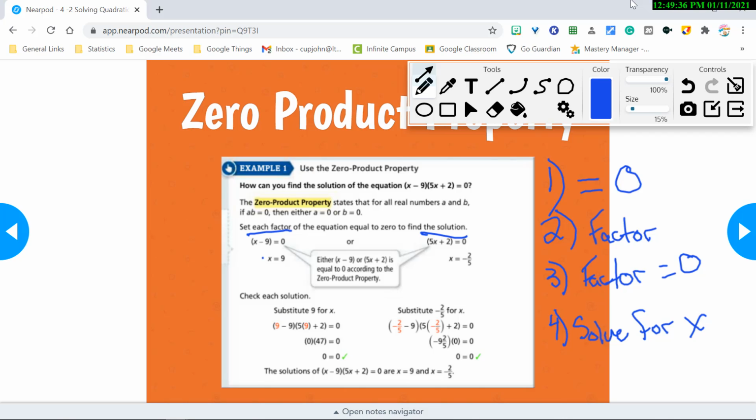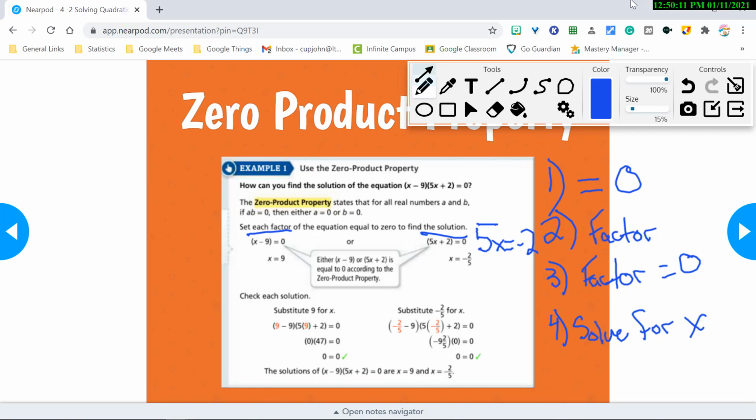So in this first one, x minus 9 equals 0, add 9 to both sides, x equals 9. Then 5x plus 2 equals 0. A little bit more work. We subtract 2, and we're left with 5x equals negative 2. And divide by 5, so that's how we get x equals negative 2 over 5.